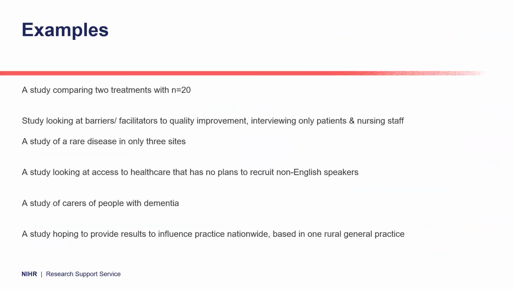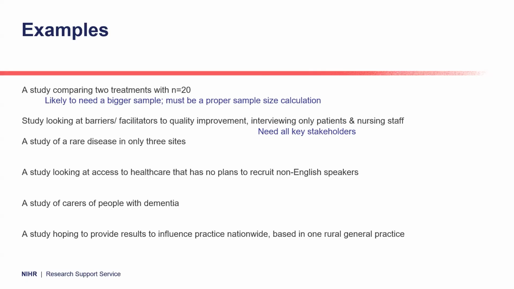So some examples: a study comparing two treatments with an N of 20. Well, if it has any statistical ambitions, then an obvious thing is it's likely to need a bigger sample, and we need a proper sample size calculation to justify what you've got. A study looking at barriers and facilitators to quality improvement, interviewing patients and nursing staff. Well, we're talking about management as well here, so I think you do need all stakeholders involved.